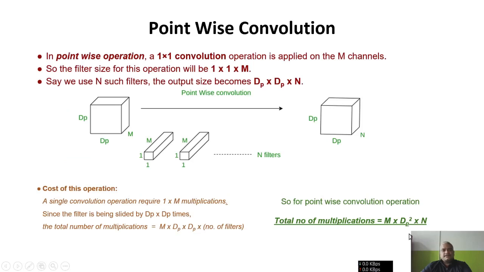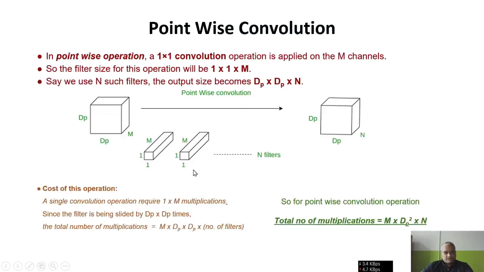So the depth-wise convolution operation has this many multiplications. Next is point-wise convolution. In point-wise operation, a 1 cross 1 convolution is applied on M channels. That is, the size of the filter is 1 cross 1 cross M, and it is applied directly on the input. So the filter size is 1 cross 1 cross M, and there are N such filters, so this one filter is repeated N times. That is, the total output size becomes DP cross DP cross N.